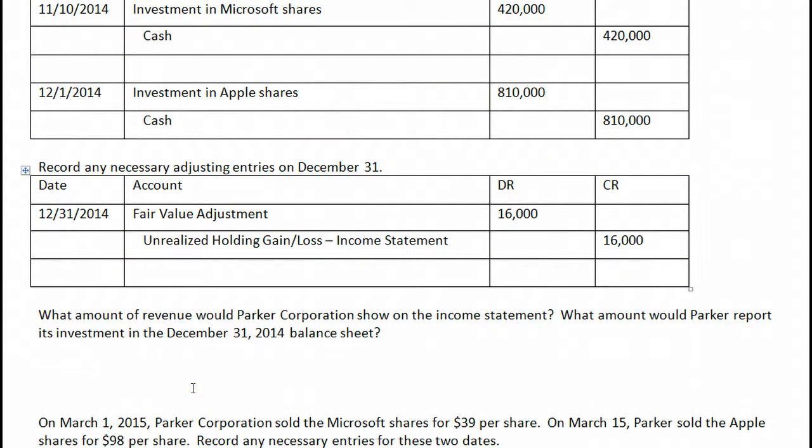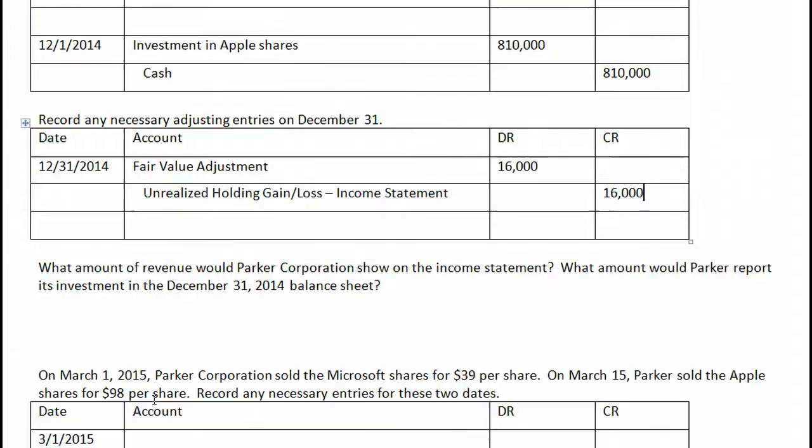Now, the next question states, what amount of revenue would Parker Corporation show on the income statement? What amount would Parker report its investment in the December 31st, 2014 balance sheet? The income statement would hold any recorded investment revenue as well as any unrealized holding gain or loss from trading securities. The positions would be carried on the balance.